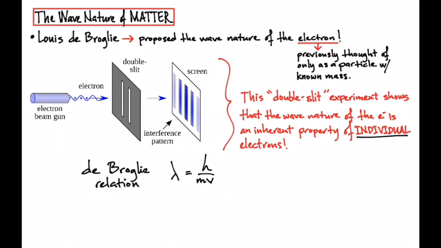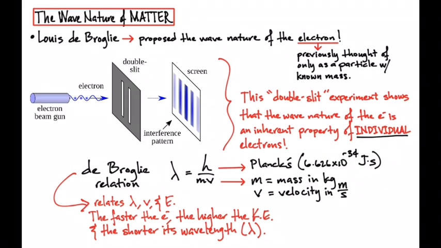He was also able to prove this mathematically. He used the mathematical equation shown here to prove that an electron has a wavelength. Basically, anything that has wave-like characteristics should have a wavelength, frequency, amplitude, and so on. So he proved it using this equation: the wavelength of an electron is equivalent to Planck's constant divided by the mass of an electron times its velocity.